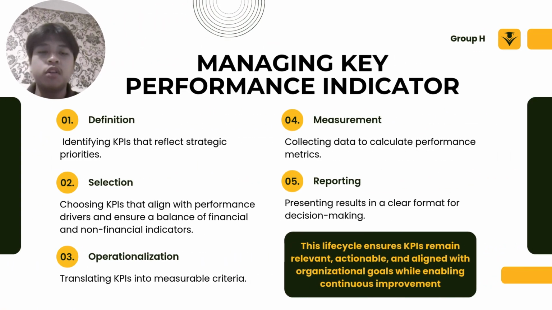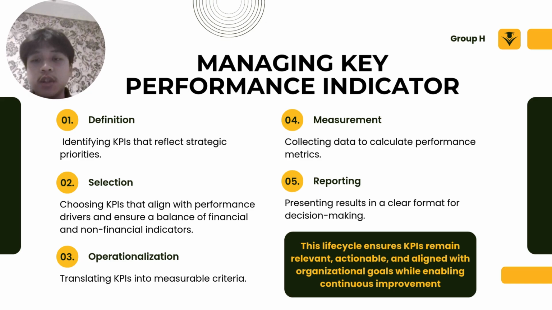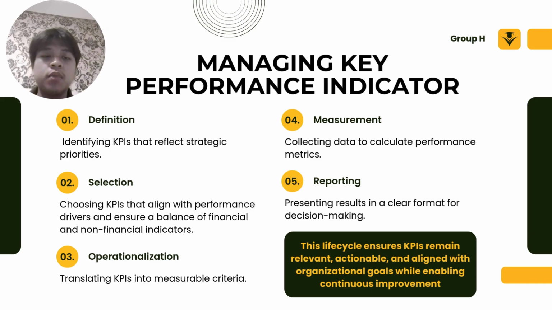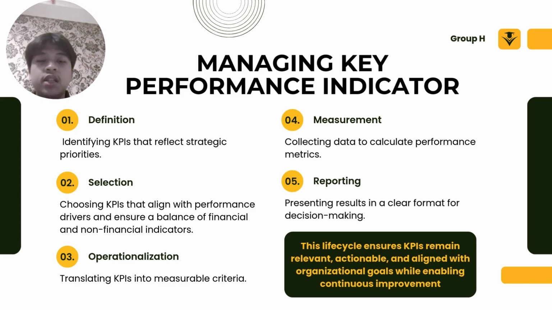And then for managing key performance indicators, there are 5 phases. The first one is definition, identifying KPIs that reflect strategic priorities. The second one is selection, choosing KPIs that align with performance drivers and ensure a balance of financial and non-financial indicators. The third one is operationalization, translating KPIs into measurable criteria. The fourth one is measurement, collecting data to calculate performance metrics, and the last one is reporting, presenting results in a clear format for decision making. This life cycle ensures KPIs remain relevant, actionable, and aligned with organizational goals while enabling continuous improvement.